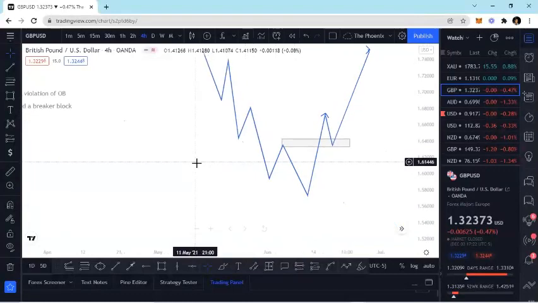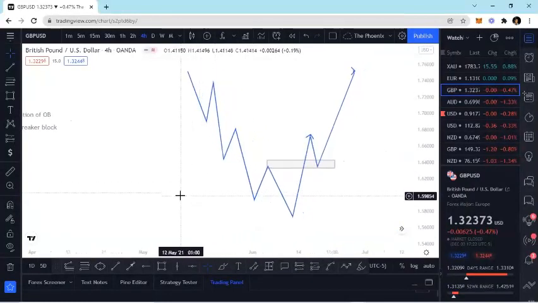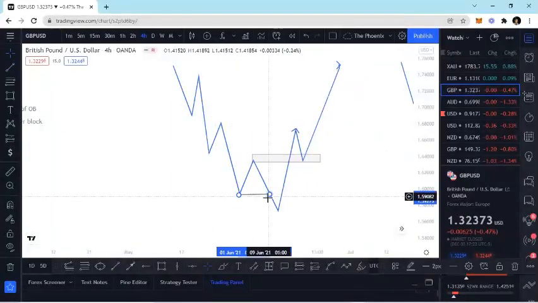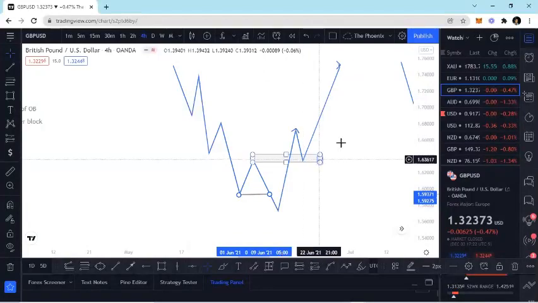So an example of the breaker block, you will see, so this is where liquidity was swept, and then price reversed sharply, breaking structure here, and then price pulled back, mitigated the order block that is here, and then rallied off. And this is an example of what a breaker block would look like. Always look for the liquidity sweep, the break of structure, and the return to the block. Your entry would be right in here.